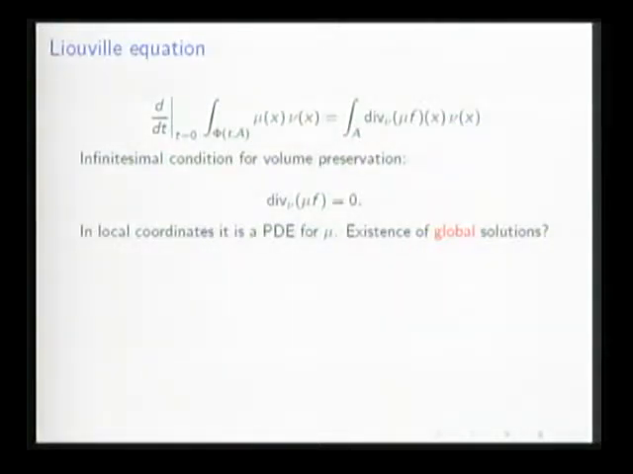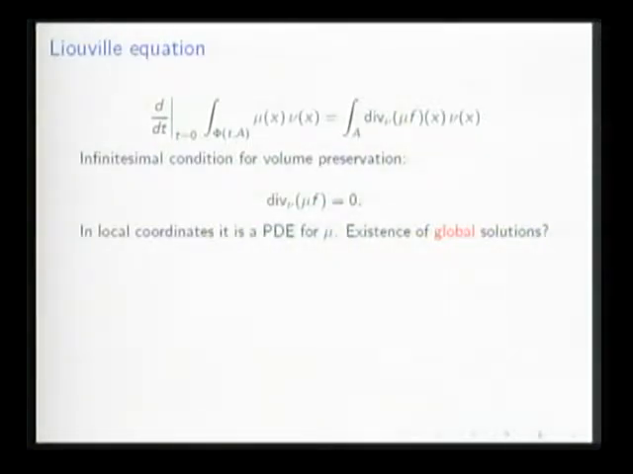So in this equation, mu is your unknown, which is the density. F is known, it is the vector field. And the volume that you fixed at the beginning, that would be nu. This is called Liouville's equation. And in local coordinates, this is the PDE for mu. So, in a sense, if we look for an invariant measure, what we're looking for is the existence of a global solution to this equation.